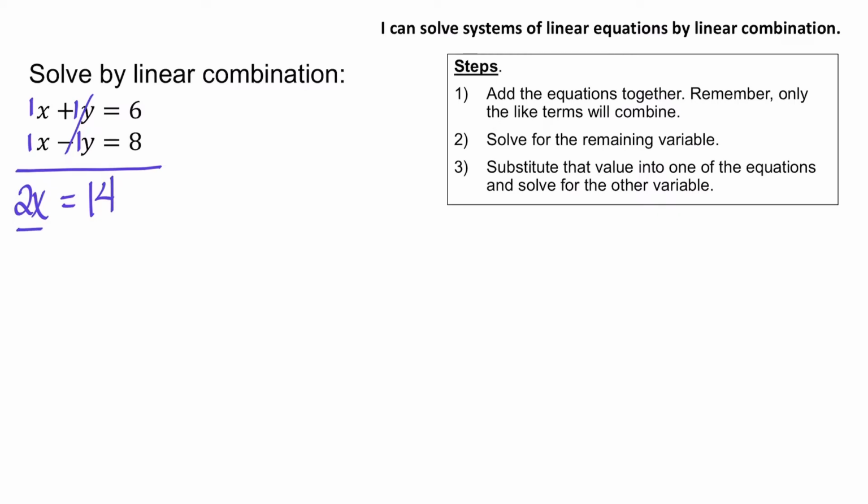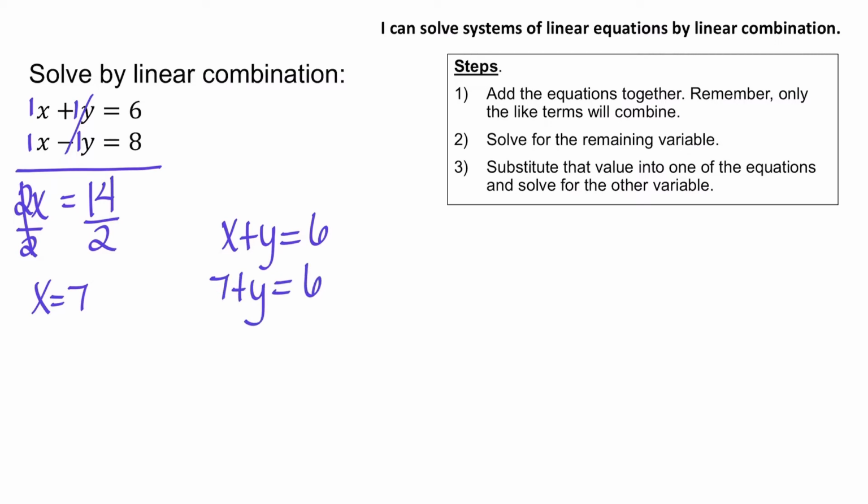To solve for x, I can just divide both sides by 2. So when I divide both sides by 2, I'm left with x equals 7. Now to solve for the value of y, I can plug back into one of my equations. So I have x plus y equals 6. Instead of x, I'm going to plug in 7. So I have 7 plus y equals 6.